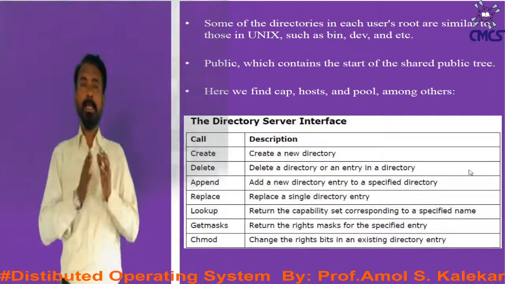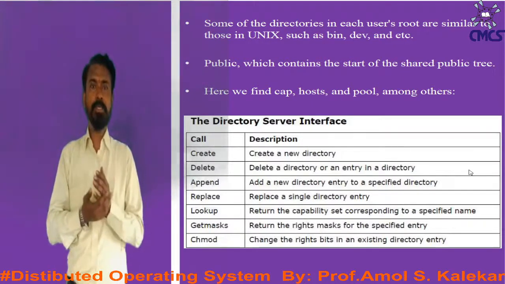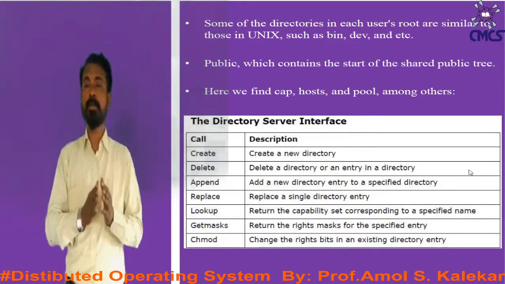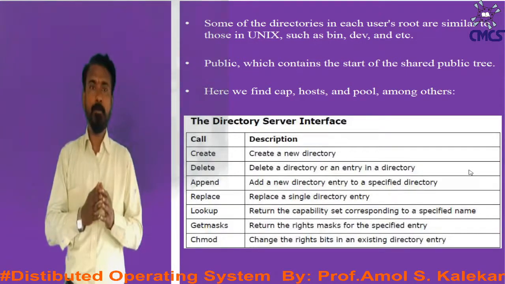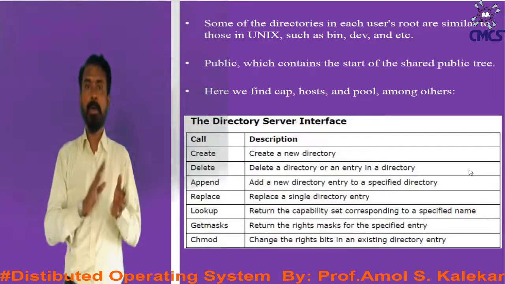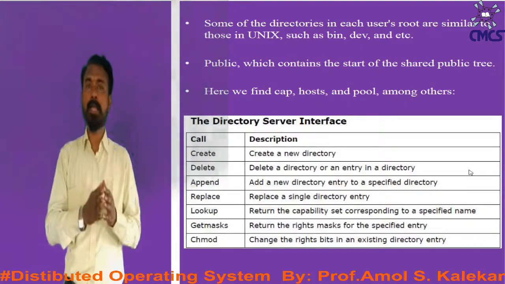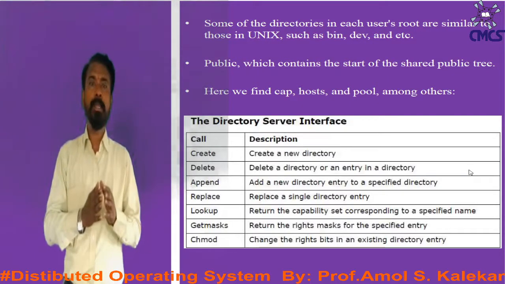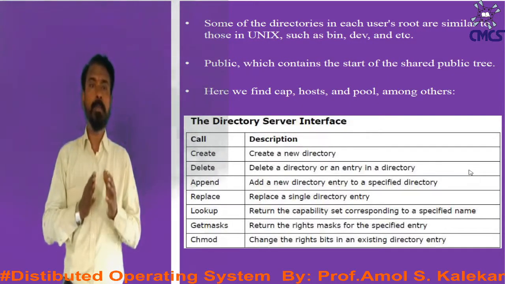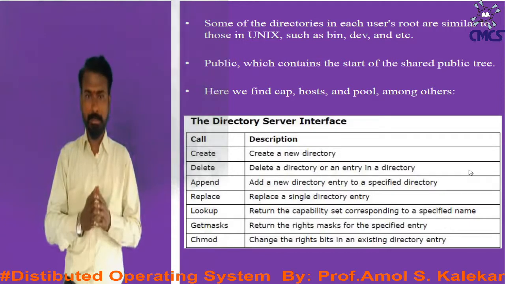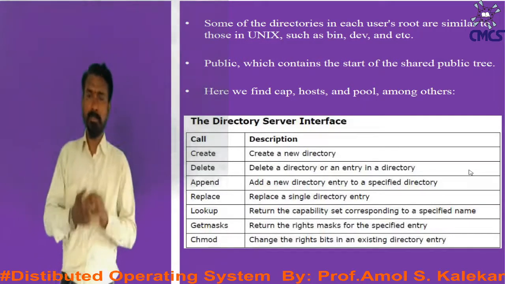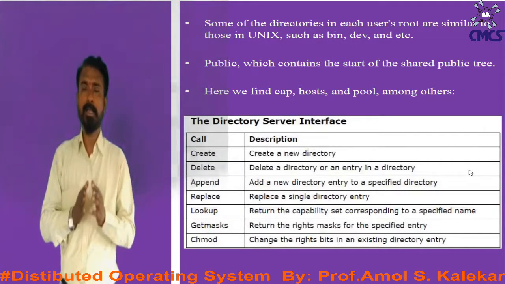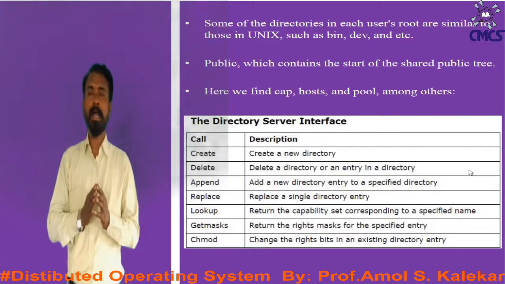Now, some of the directories in each user's root are similar to those in Unix, such as bin, dev and so on. Public contains the start of the shared public tree, and here we find cap, host and pool, among others.